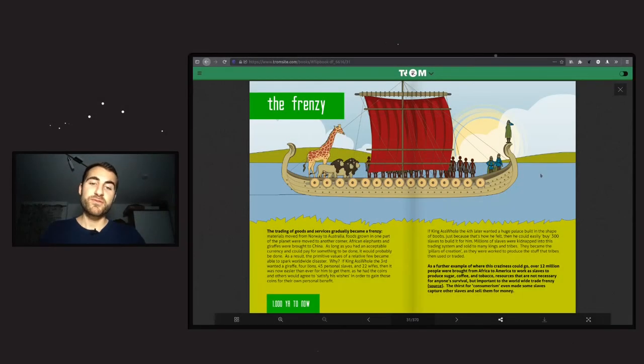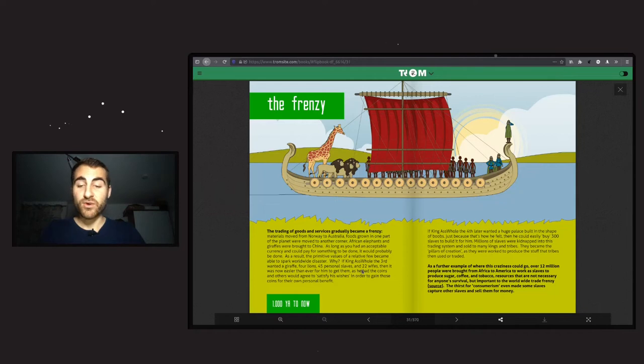So this one is about the frenzy, because trading goods and services became completely crazy. Like, materials were moved from Norway to Australia, foods grown in one part of the planet were moved to another one, African elephants and giraffes were brought to China, all those things. As long as you had an acceptable currency and could pay for something to be done, it would probably be done.